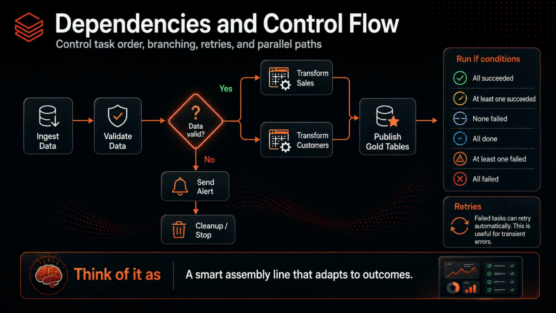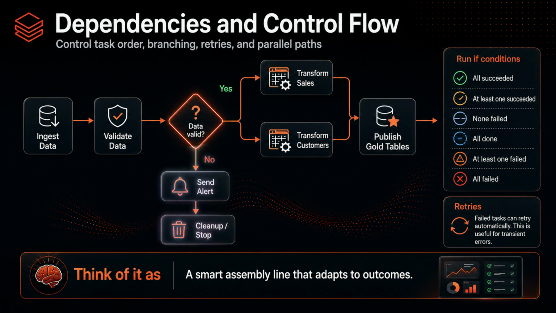Dependencies are what turn a simple list of tasks into a smart workflow. In this example, the workflow starts by ingesting data and then validating it. After validation, the job asks an important question: is the data valid? If the answer is yes, the workflow can continue and run multiple transformations in parallel, such as transforming sales data and customer data at the same time. Once both transformations are complete, the job can publish the final gold tables.